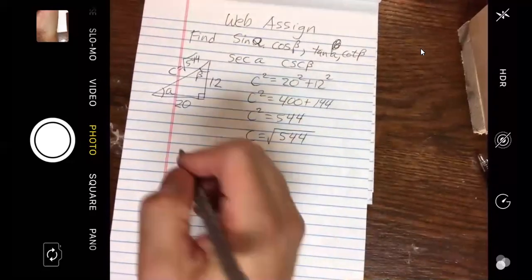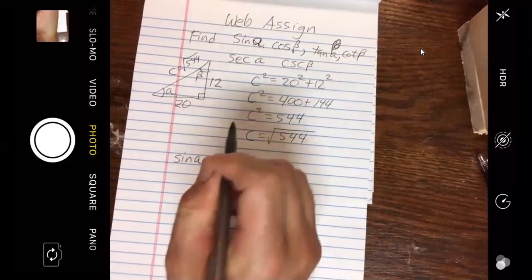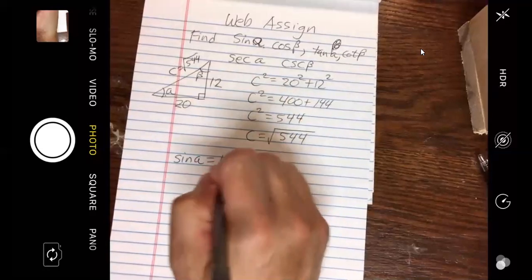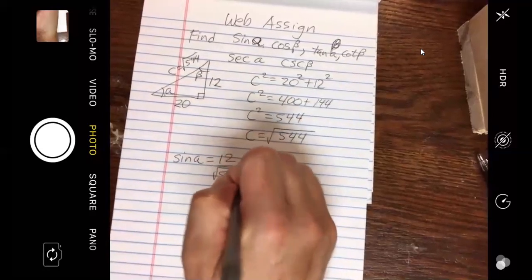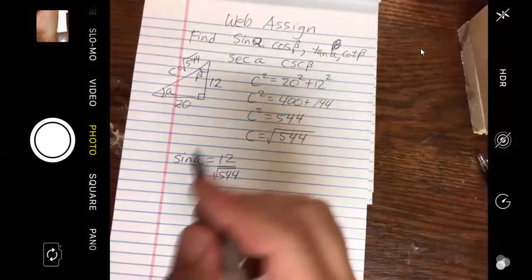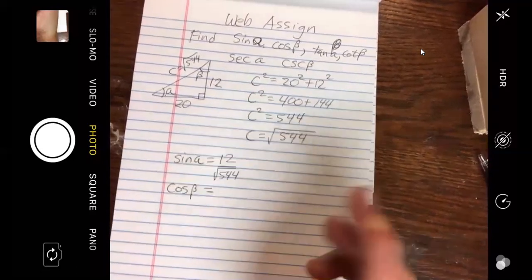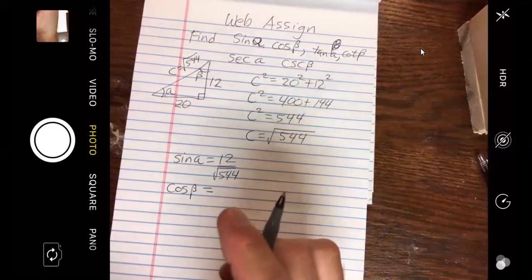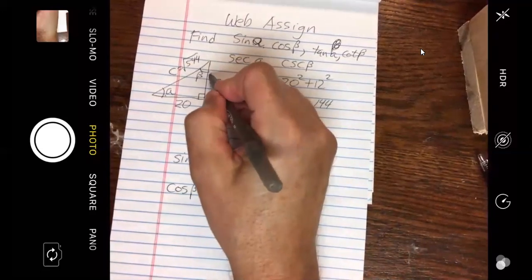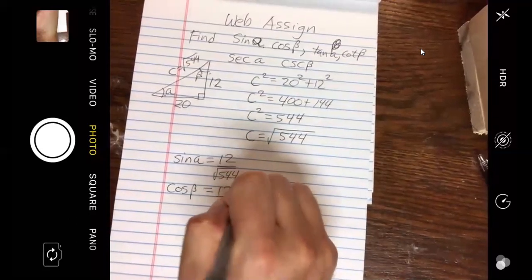Now, by your basic definitions, sine of A would be its opposite over hypotenuse, 12 over root 544. If you want to do them in the order they did them, cosine of beta. So the beta's up here, and its adjacent side would be 12 over the hypotenuse, root 544. So they're actually the same thing.